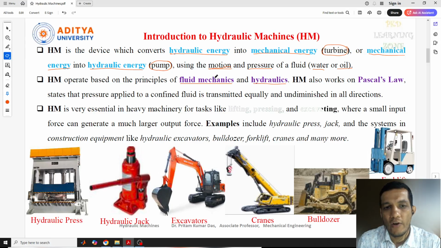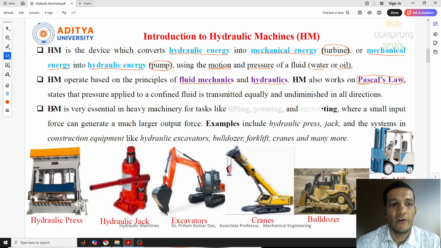This hydraulic machine also works on Pascal's law. Pascal's law we have already discussed in our fluid mechanics chapter. Pascal's law states that the pressure applied on a body will be transmitted equally and undiminished in all directions. That means the pressure which we apply at one place, in a control volume or a compact body, will be equally distributed in all directions. So that is Pascal's law.